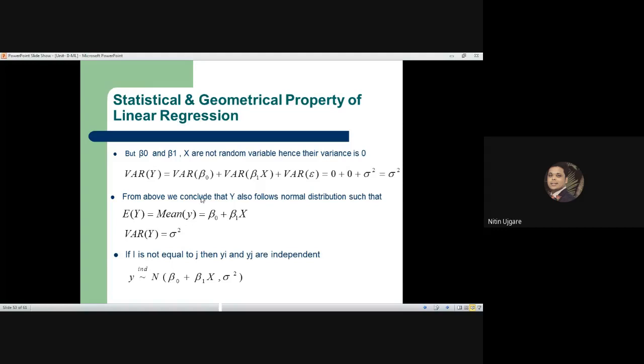So from the above, we can conclude that y follows a normal distribution such that the expected value of y, the mean of y, is equal to beta 0 plus beta 1 of x, and the variance is sigma square. So if i is not equal to j, then yi and yj are independent of each other, as we have already mentioned.